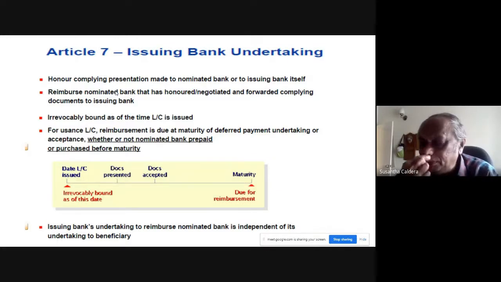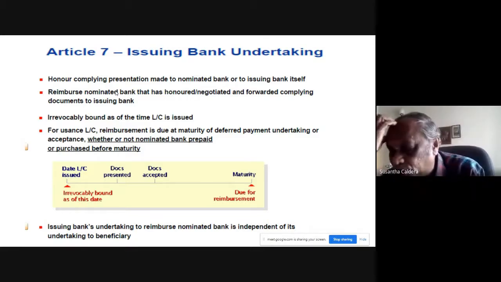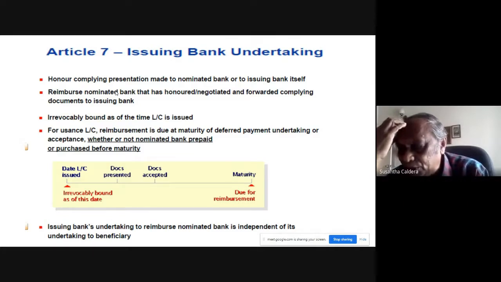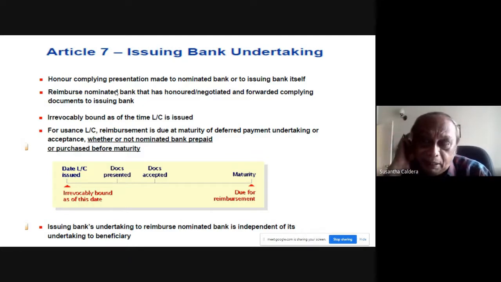Now, when we open the LCs, I don't know whether you know, every trade finance department has to inform the LC maturity dates to the treasury.